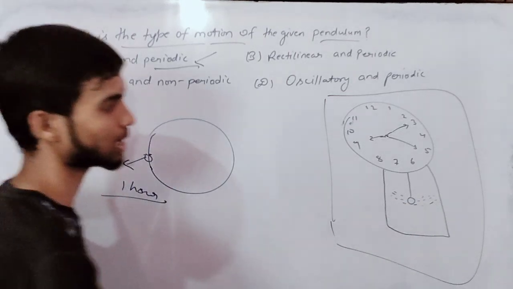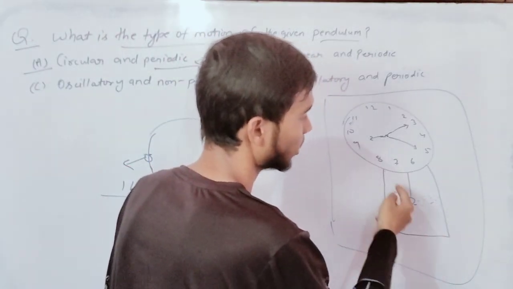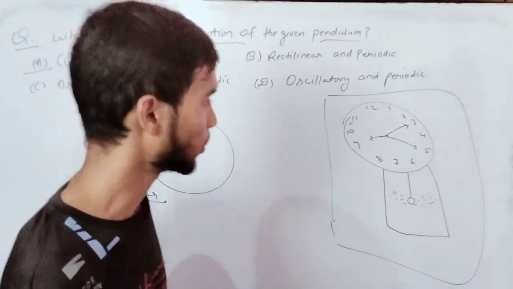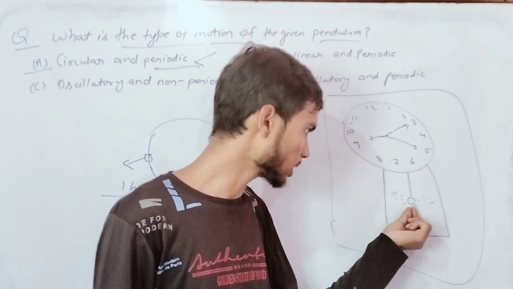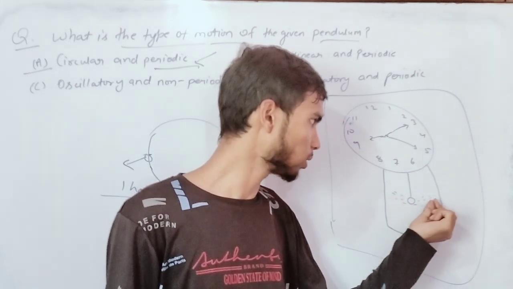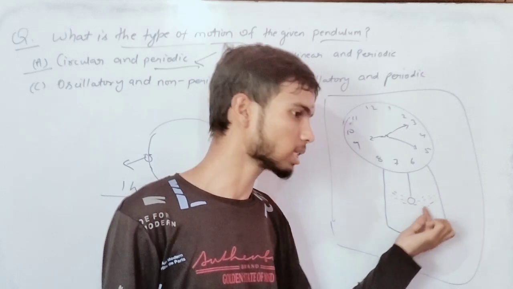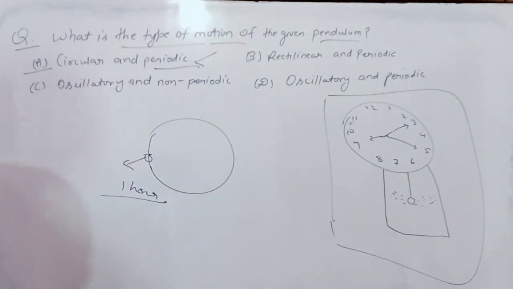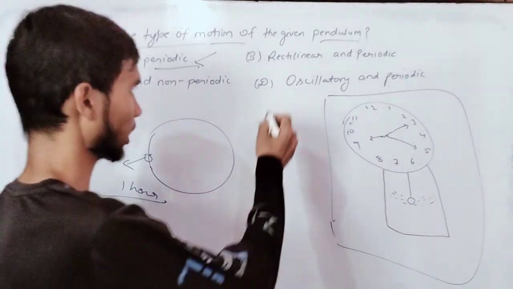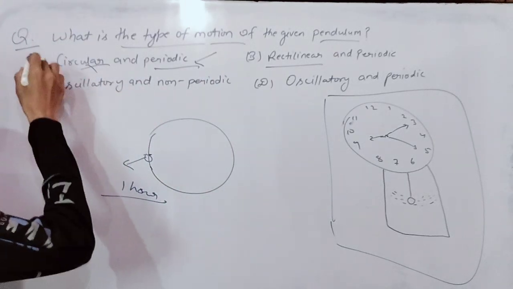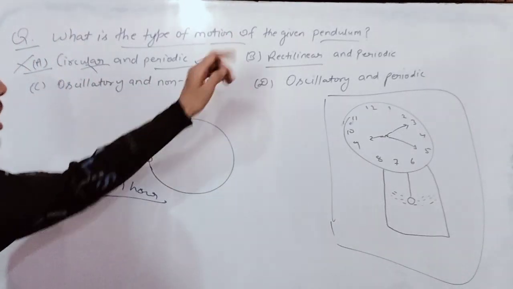Now, yes, it is a periodic motion. It is a periodic motion because it starts from here and then it will go till here and then again like that. So yes, this motion is periodic. This motion has an interval time. Now rectilinear. But here the word circular is coming in this option. That's why it is not the answer for this question.